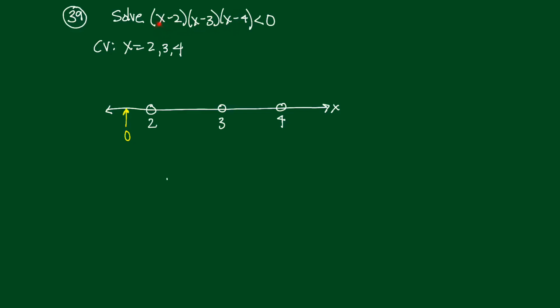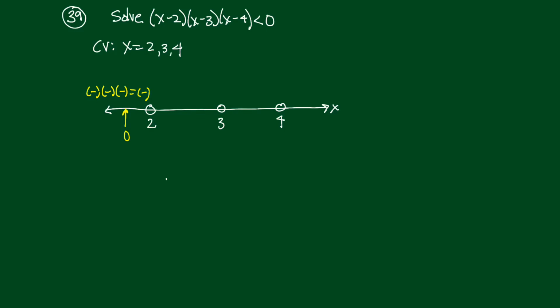So if I put 0 here, what do I get? 0 minus 2, that's negative. Then put the 0 here, 0 minus 3, well that's negative again. And then put the 0 here, 0 minus 4, that's negative again. And what do you get when you multiply three negatives together? You get a negative.